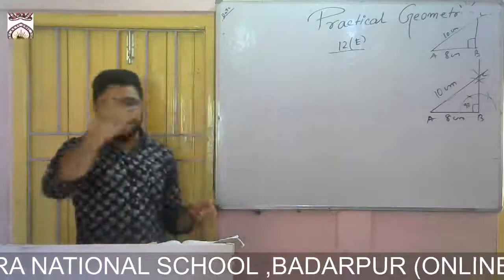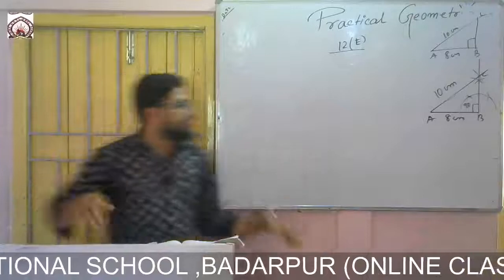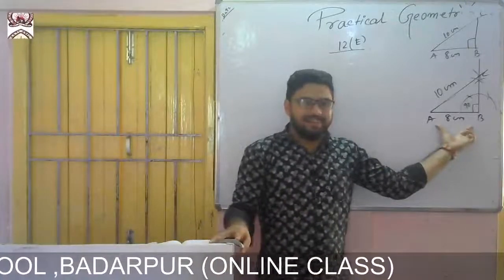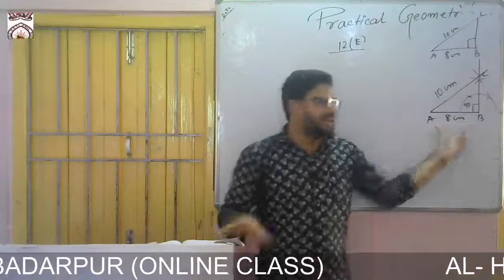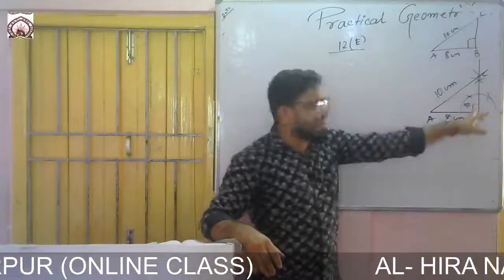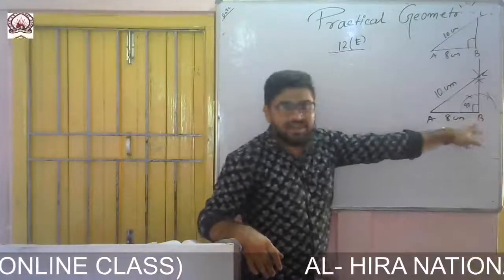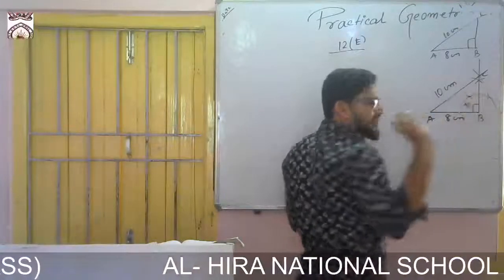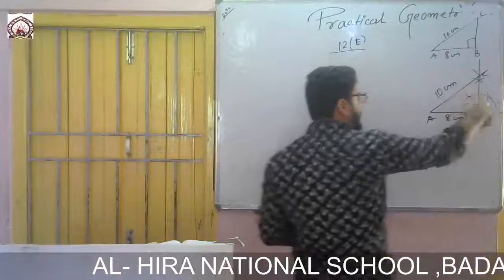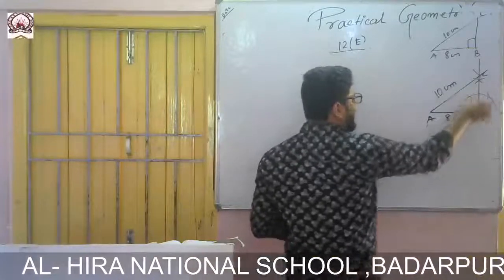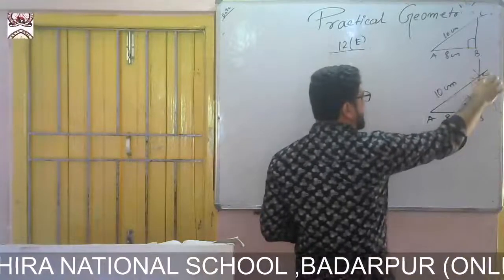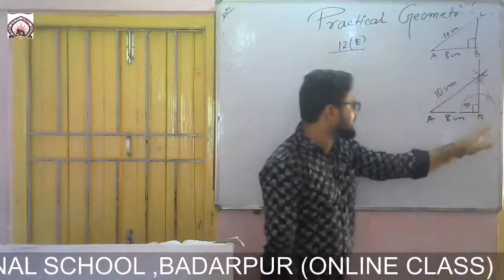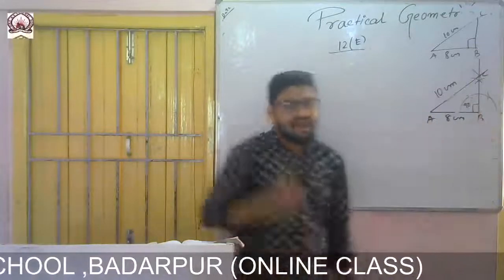Once again I am explaining. First draw 8 centimeter, AB, length 8 centimeter AB. Then draw 90 degree at point B. How? First you take a convenient radius in your compass, draw an arc, then from there draw another arc, and another, and another. Then the point of intersection and this B you join, you will get 90 degrees.